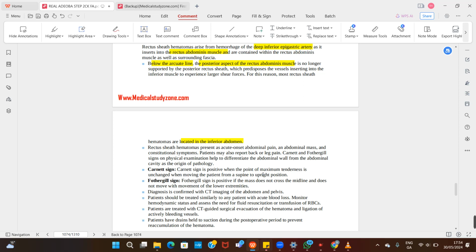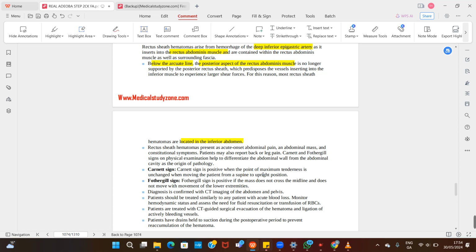The maximum point of tenderness that you are able to identify during your examination remains unchanged as the patient changes from a supine position to sitting upright, causing contraction of the rectus abdominis muscle. It doesn't change or it increases, but it never reduces. If it reduces, that means the source is actually from the abdominal cavity. So that's the Carnett sign.